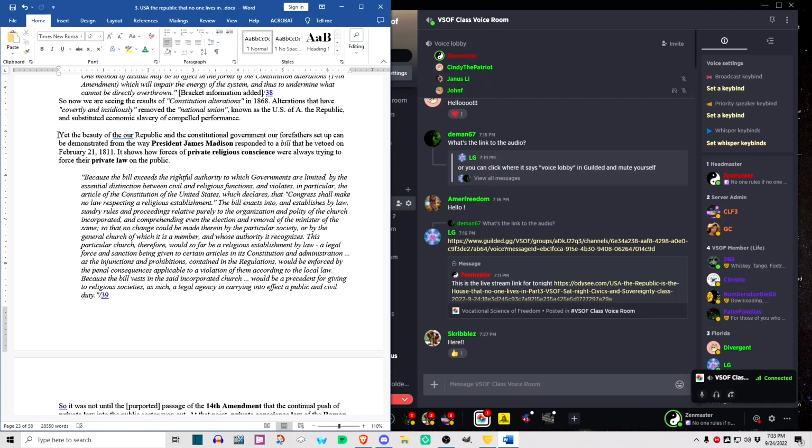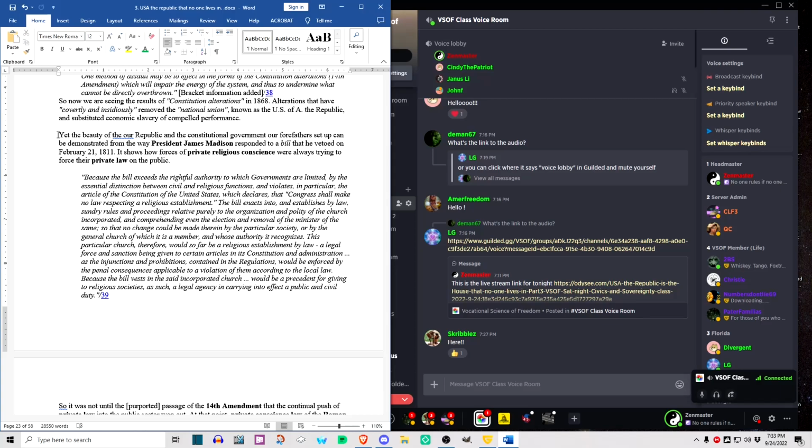One of them's out of Georgia. But this is the point. So just remember, private religious conscience, where the judge can do whatever they want up there, and it has nothing to do with the Constitution. Okay, so I'm going to read this quote.